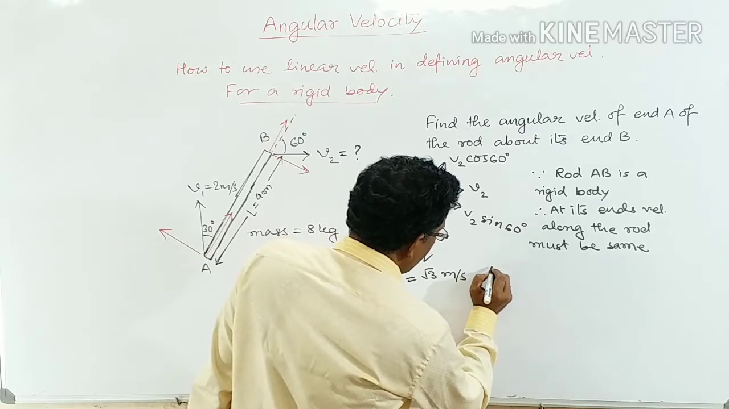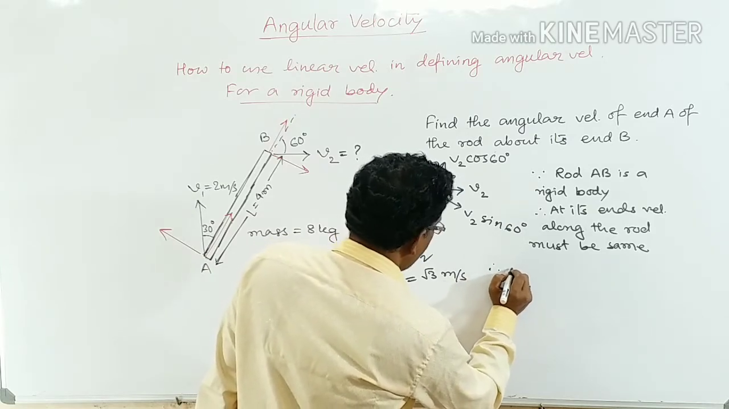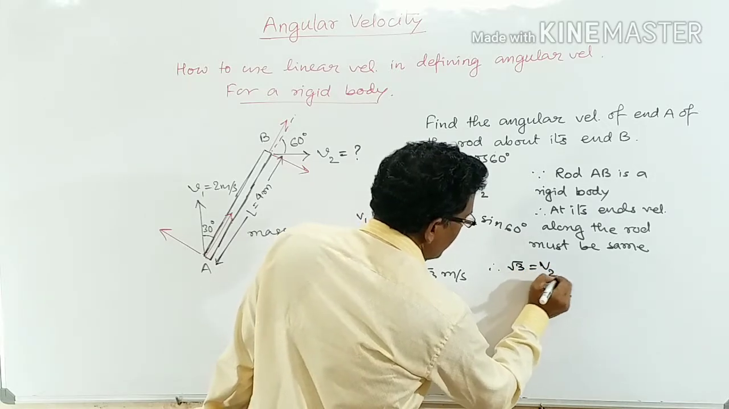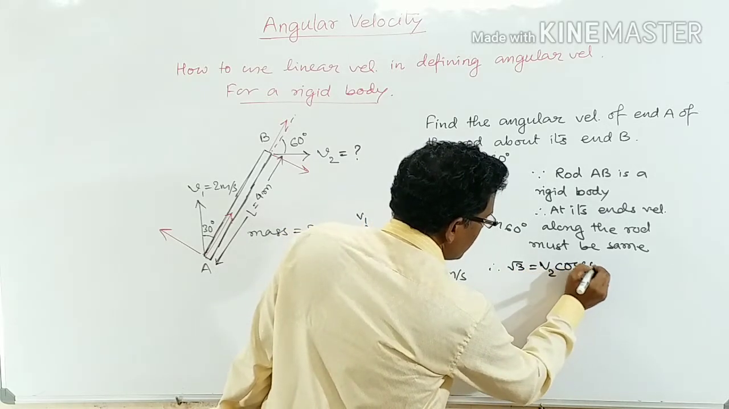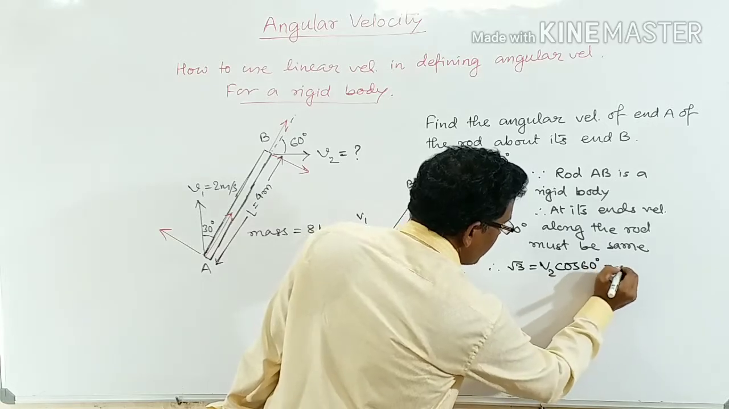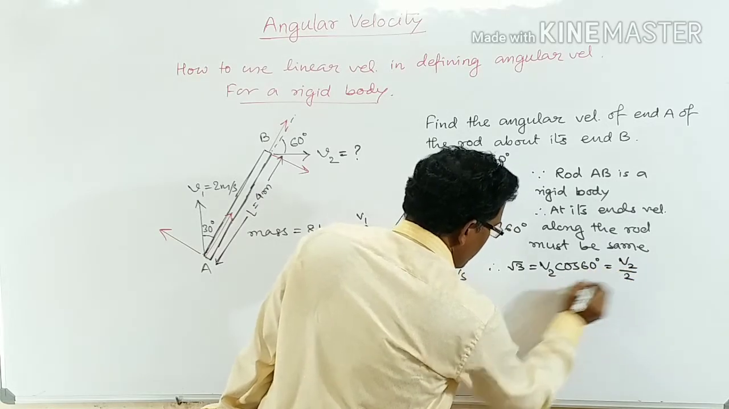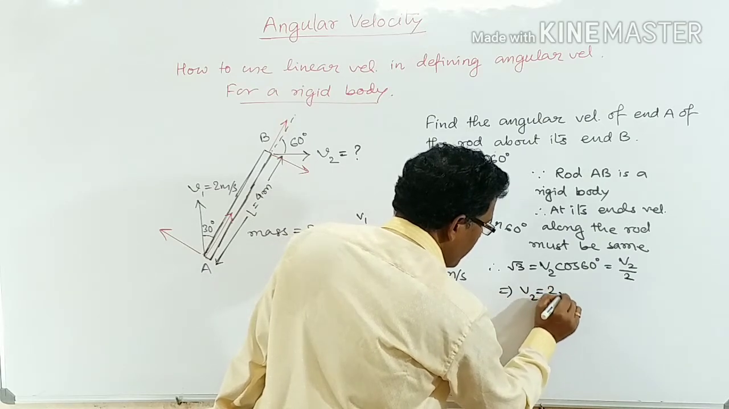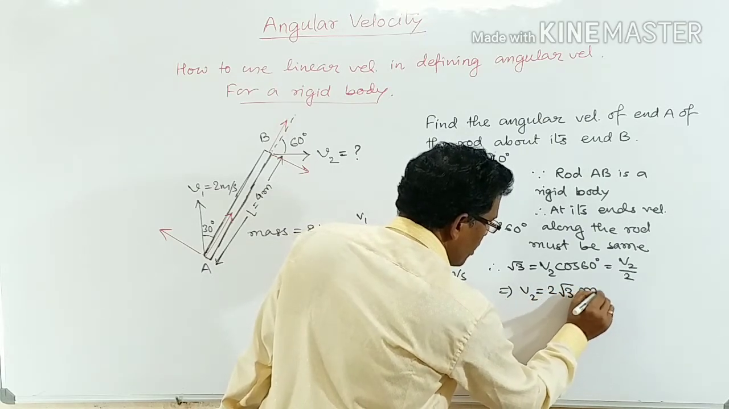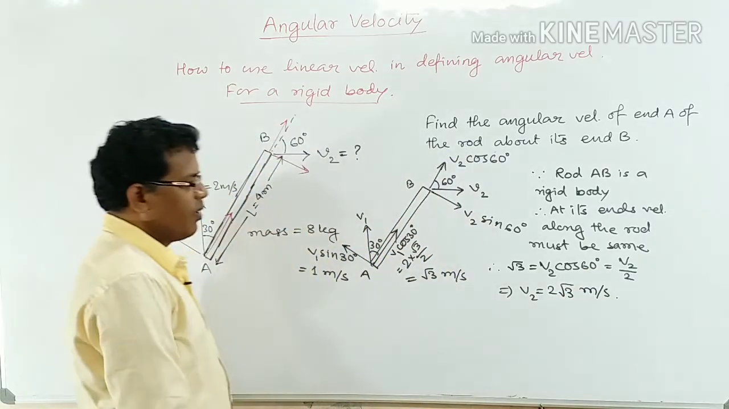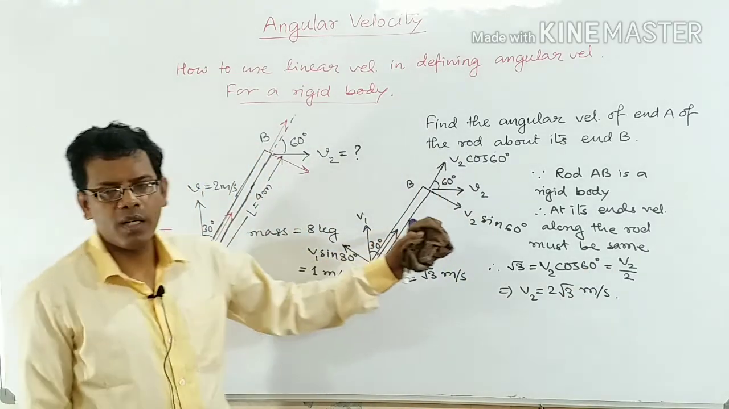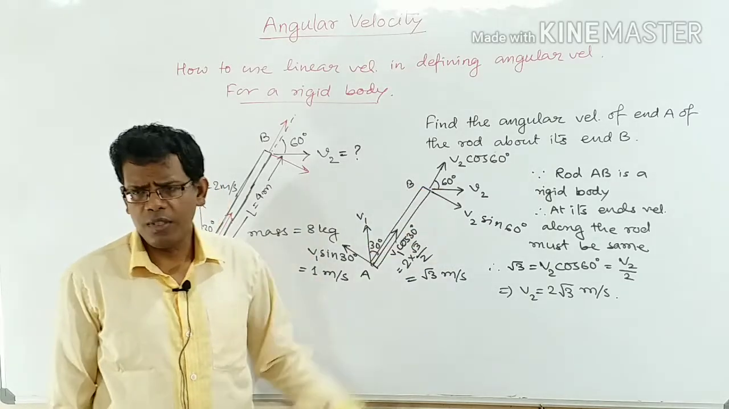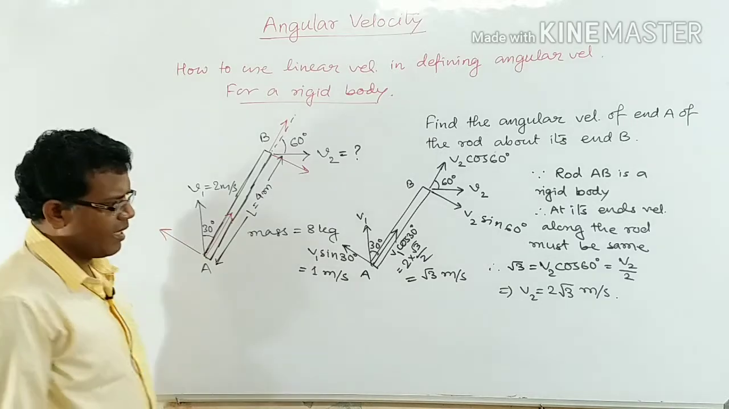So from this part we can write down v1 cos 30, which is root 3, must be equal to v2 cos 60. Since v2 cos 60 means v2 by 2, from this part we got the numerical value of v2, which is 2 root 3 meter per second. So this concept has helped us to know the exact magnitude of the velocity v2, which was unknown initially at the end B.